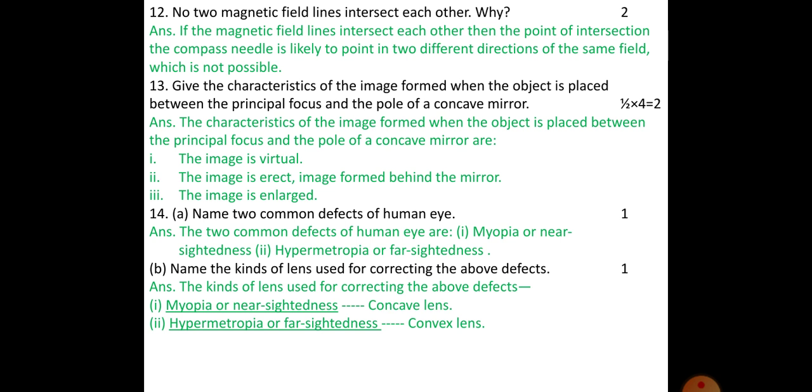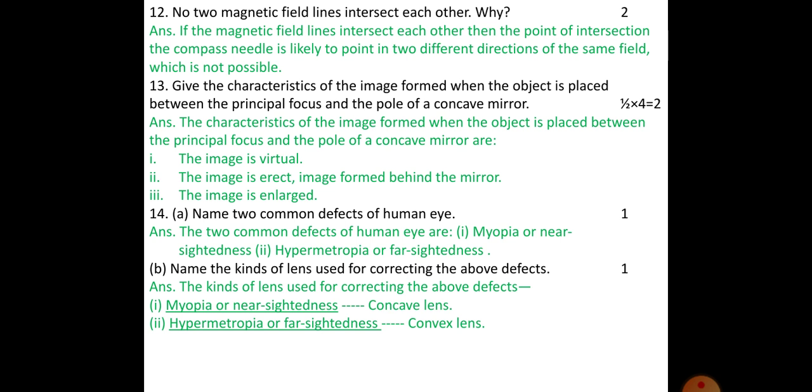Give the characteristics of the image formed when the object is placed between the principal focus and the pole of a concave mirror. The characteristics of the image formed are: it will form a virtual image, an erect image behind the mirror, and the image will be enlarged, meaning bigger than the object.